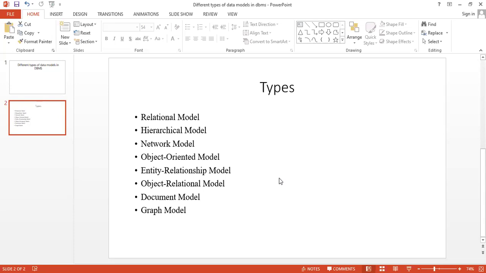Okay, this is the important one, and I have focused on the types of data models in DBMS. I hope this information makes it clearer.